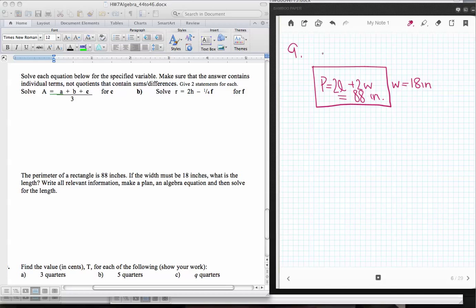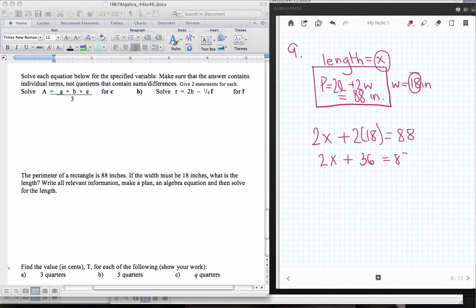And then what must my length be? So my length up here, that must be a variable. So I'm just going to call that x rather than confuse myself with the x's and w's. And then I'm going to use this expression and this expression in this equation. So this says 2 times the length, which I've called x, plus 2 times the width, which I've called 18, is equal to 88.